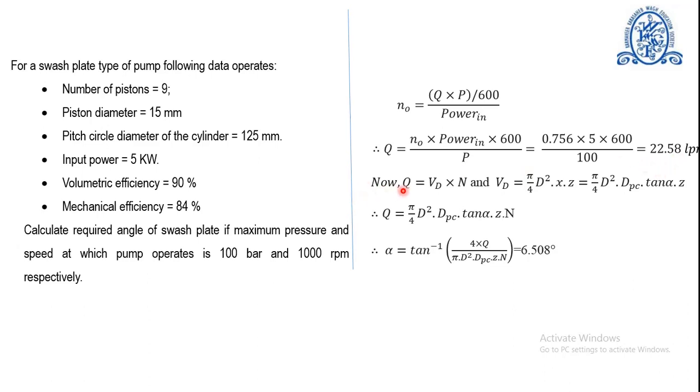Now we know that flow rate in case of the axial piston pump is given by volumetric displacement into pump RPM, which is equal to pi by 4 D squared into dpc into tan alpha into Z, the equation which we have just discussed. Substituting the values of all terms except alpha, which are known to us, we can rearrange this equation to get the value of alpha as 6.508 degrees. So for a value of 6.508 degrees, the flow rate will be 22.58 liters per minute. Thus, we can change the values of alpha to get different values of flow rate.